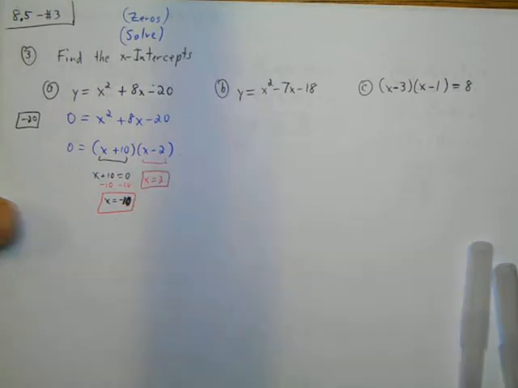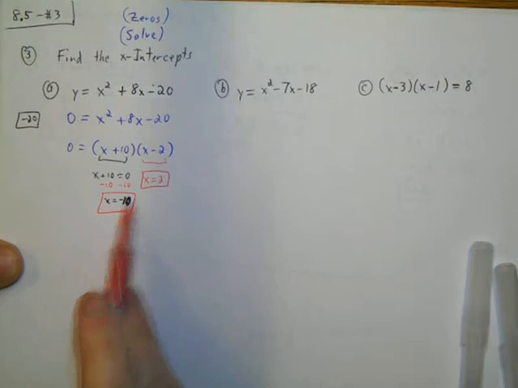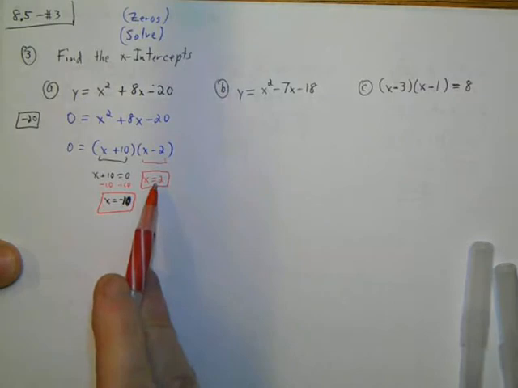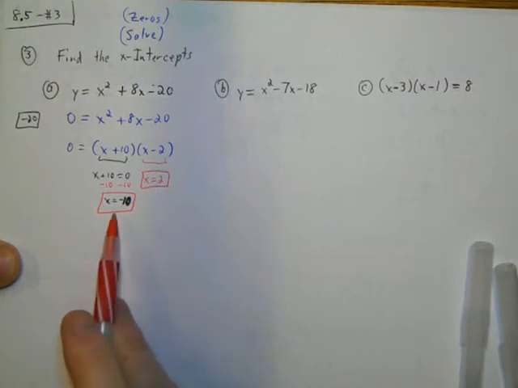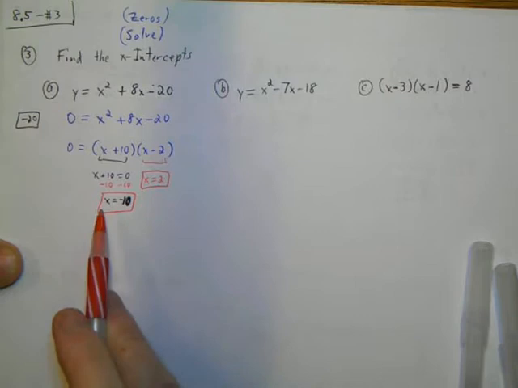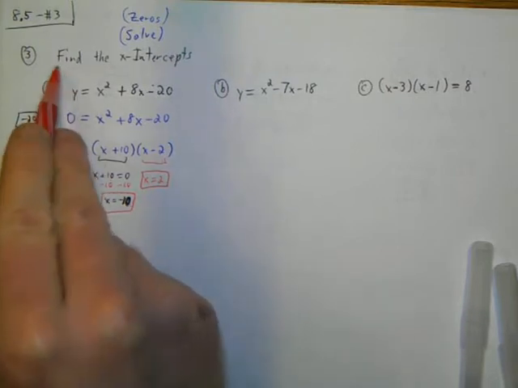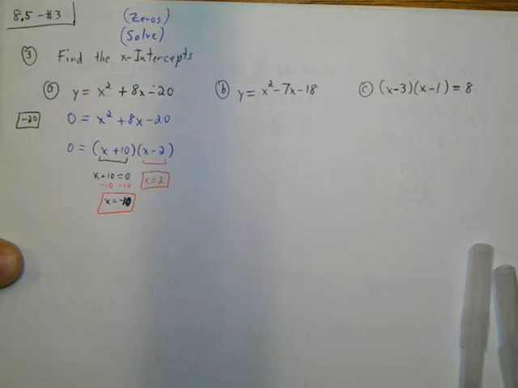So my x-intercepts are at negative 10 and 2. In other words, I've solved it and found x is negative 10 and 2. My zeros are at negative 10 and 2. Three different ways you can say that, but the directions that are going to be in the homework today are find the x-intercepts. So let's play that game again.